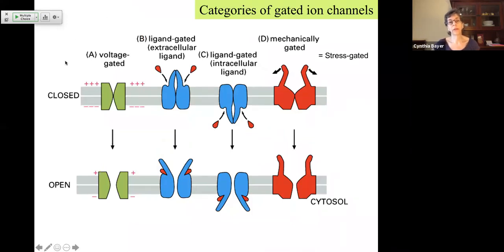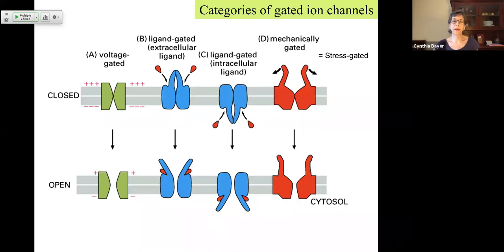So if we look over here on the left-hand side, we're looking at an ion channel in green that's in its closed state when the membrane is at rest. In the normal state of our biologic membrane, we have a higher concentration of negative charges inside and a higher concentration of positive charges outside. We say that the membrane in this state is polarized.